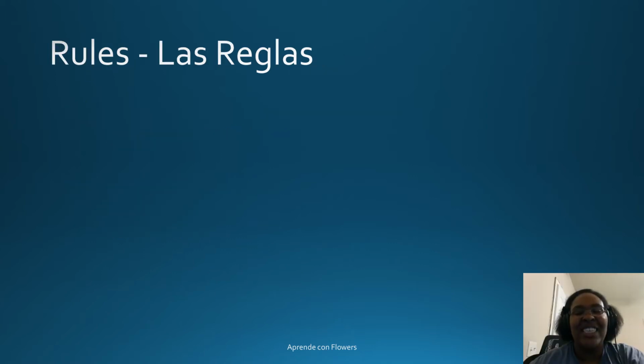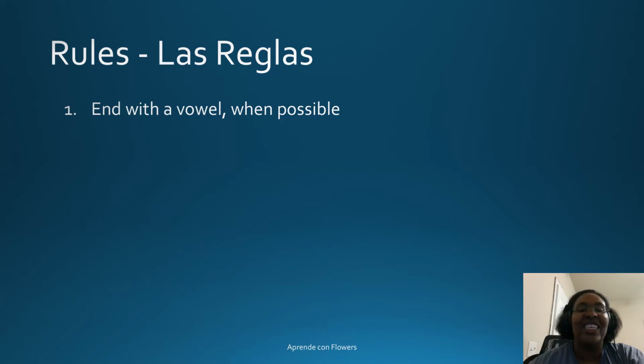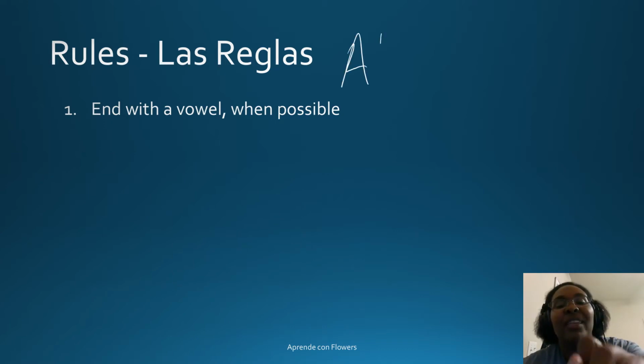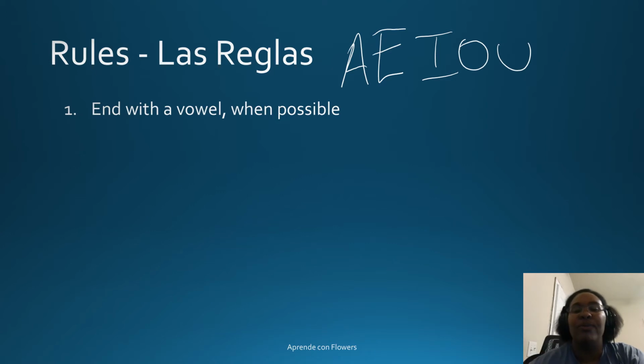You might be asking yourself, I don't know how to make a syllable. Are there rules to help me with that? And there are 5 specific ones I'll be going through today. The first one is a syllable should end with a vowel when possible. If you know what your vowels are in English, they're the same as in Spanish, just pronounced a bit differently. A, E, I, O, U.